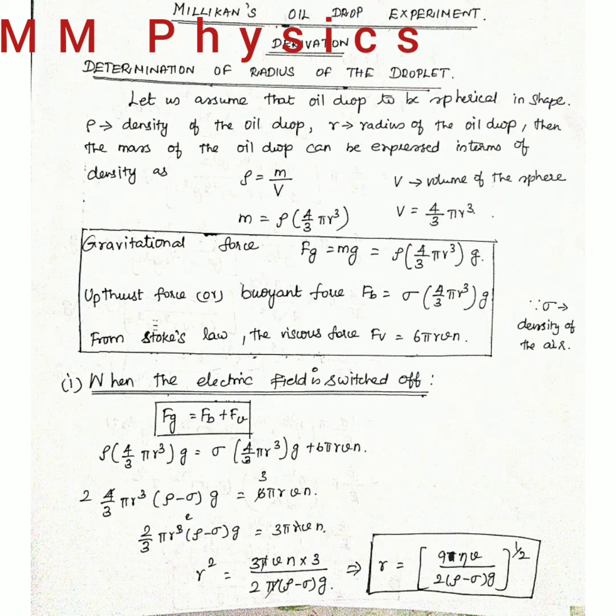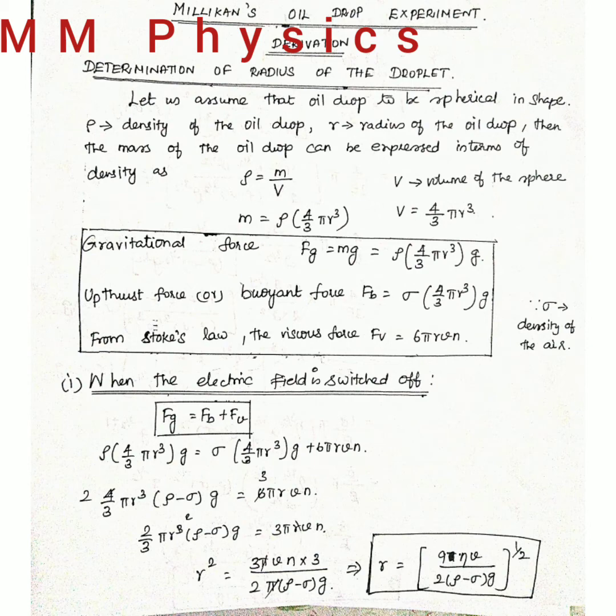First one is the gravitational force, second one is upthrust or buoyant force, third one is viscous force, and fourth one is electric force. Considering these 4 forces: the gravitational force is mg, the upthrust force is sigma into 4/3 into pi r cube into g, and the viscous force is 6 pi r nu into v. The gravitational force, by substituting the m value, will be rho into 4/3 into pi r cube into g.